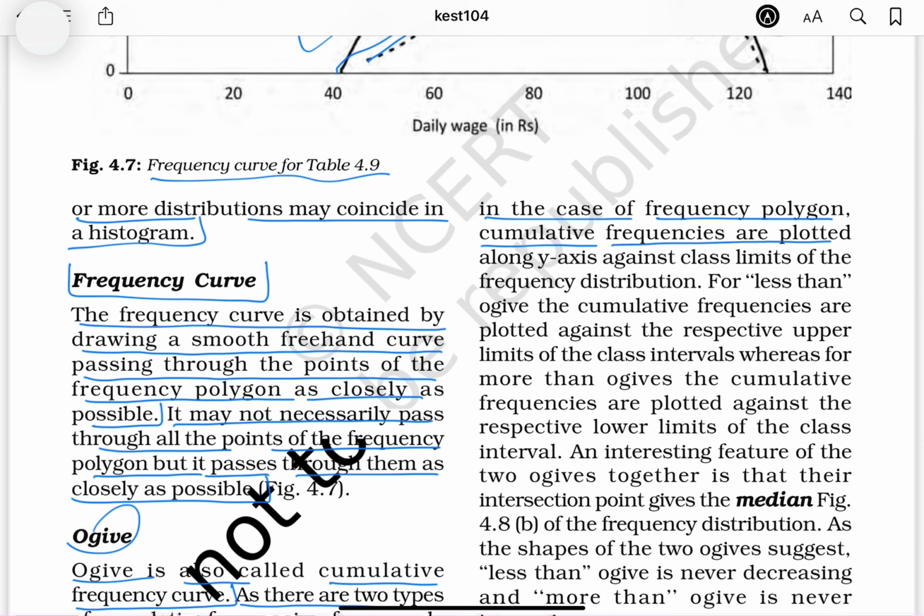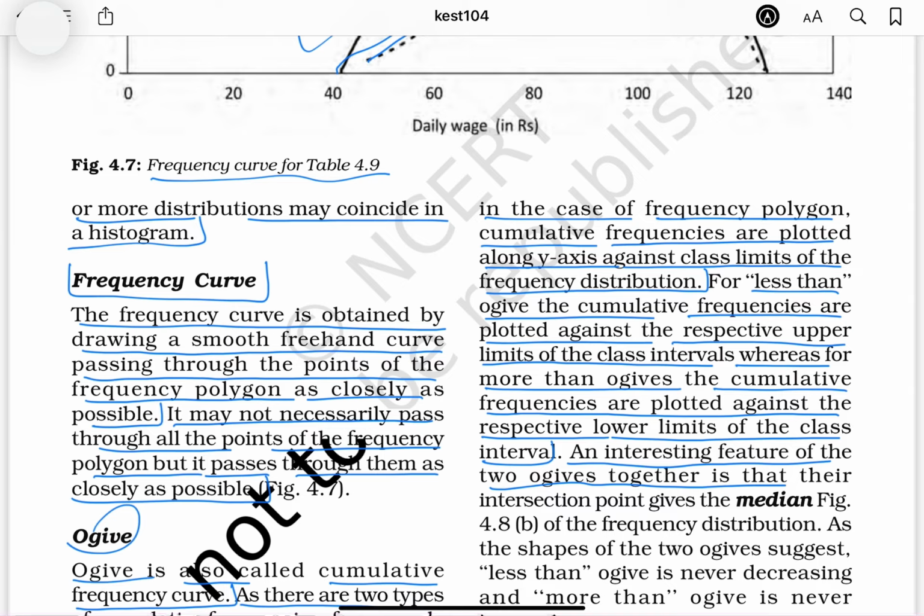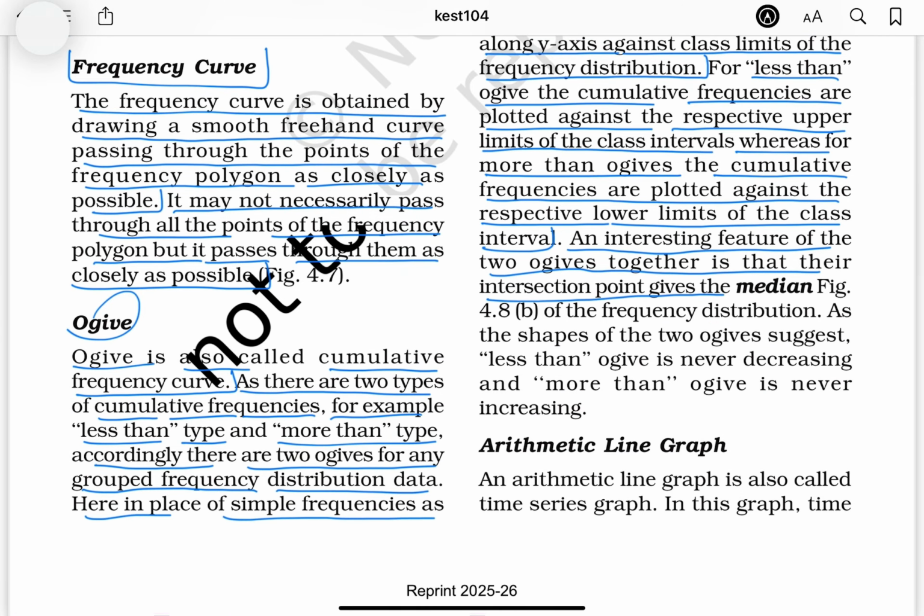cumulative frequencies are plotted along the y-axis against class limits of the frequency distribution. For less than ogive, the cumulative frequencies are plotted against the respective upper limits of the class intervals, whereas for more than ogives, the cumulative frequencies are plotted against the respective lower limits of the class interval. An interesting feature of the two ogives together is that their intersection point gives the median. Figure 4.8b of the frequency distribution shows the shapes of the two ogives. Less than ogive is never decreasing and more than ogive is never increasing.